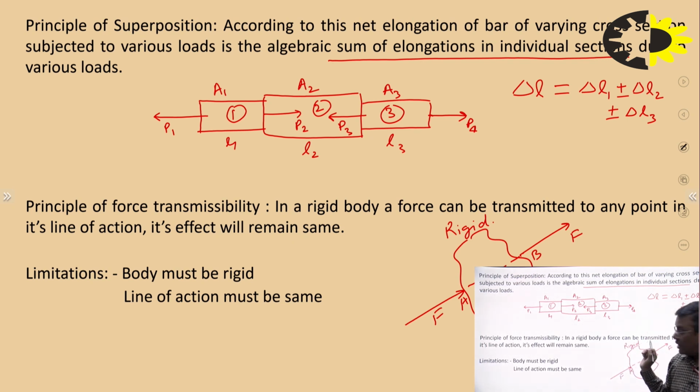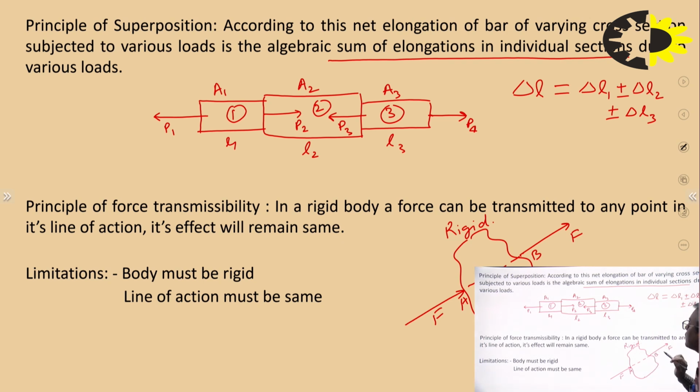What are the limitations? Limitations are clearly written. Already these are covered in the statement also, but again I am specifying, the body must be rigid. If the body is deformable, then definitely the effects will be different. And the line of action must be the same. The force will be transmitted in the same line. So I hope now the 3 things are clear: Hooke's law, principle of superposition, principle of force transmissibility.